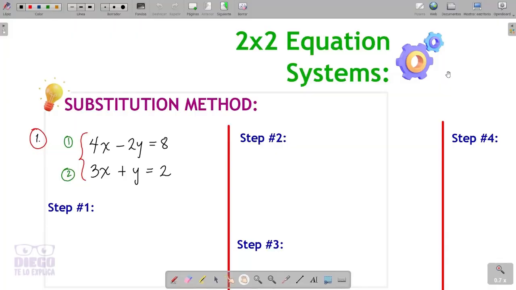In this video clip, I'm going to explain the substitution method with two examples, okay? Let's go straight to the point.